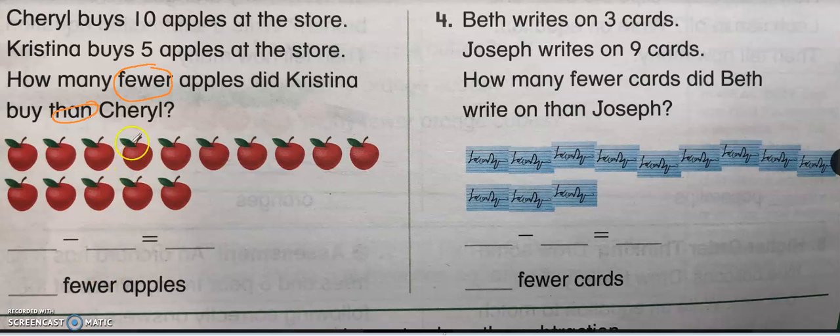So let's see. Gerald buys 10 apples at the store. So that is the first number that we're going to put here: 10, because that's the total amount. Gerald buys 10 apples at the store. Christina buys 5 apples at the store. When we're comparing and it says fewer than, we're subtracting. So the question here is how many fewer apples did Christina buy than Gerald?